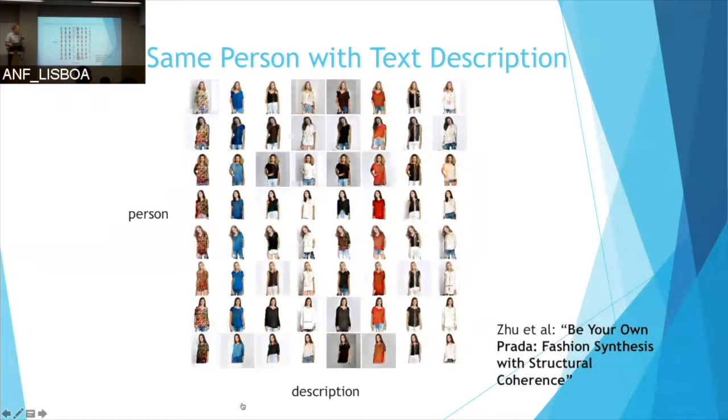Another example here where you can take one person and redress them lots of different ways based on text descriptions. So each row is one person. So you started, say, with one input image, and then each column is a different description. So this would be something like a blue top and blue jeans. And then being able to re-render that person realistically using different clothes like that.